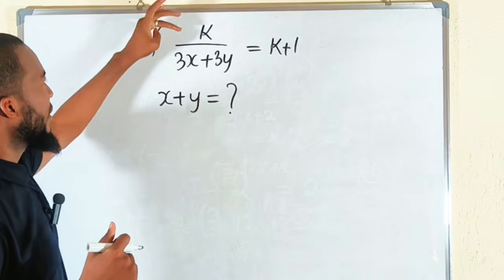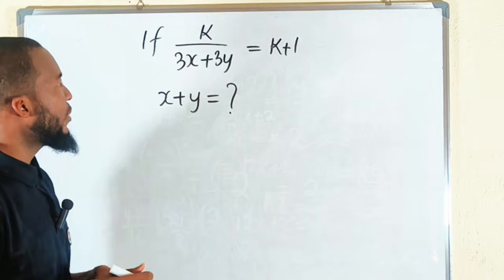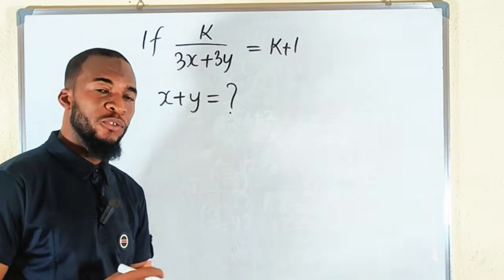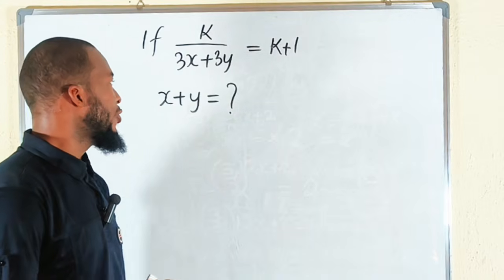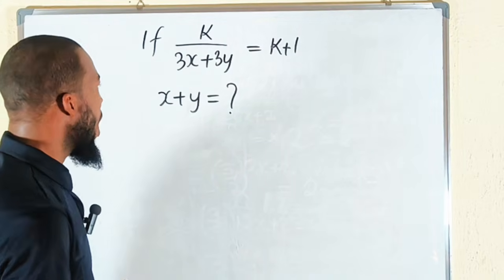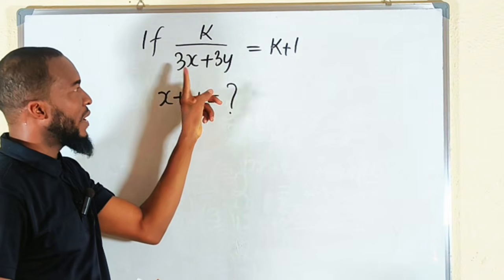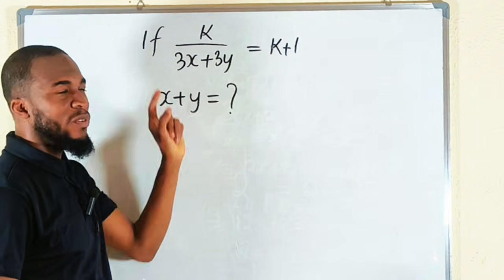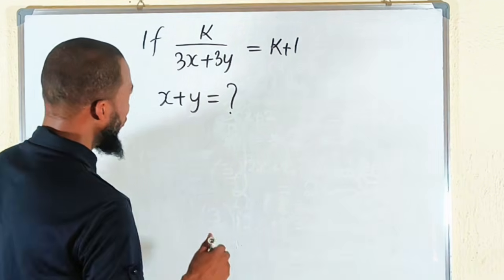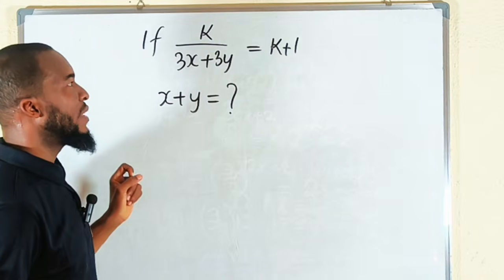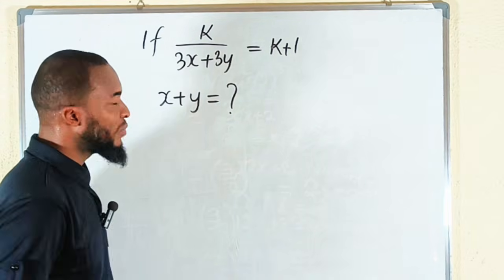So we are given that if k divided by 3x plus 3y equals k plus 1, then what is the value of x plus y? So I can clearly see x plus y here, just that each term is being multiplied by 3. So I can quickly factor out that 3 or multiply both sides by 3.